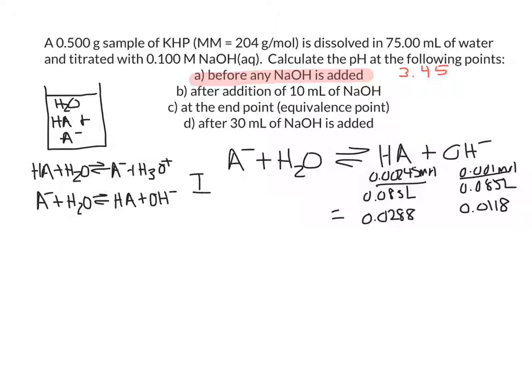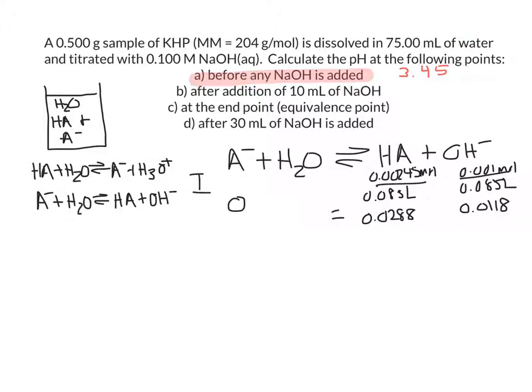Initially, I have not put any conjugate base into my beaker. So remember what I personally put into the beaker was 0.5 grams of KHP, 10 milliliters of 0.1 molar sodium hydroxide, and 75 milliliters of water. That's what I'm going to use for my initial conditions.